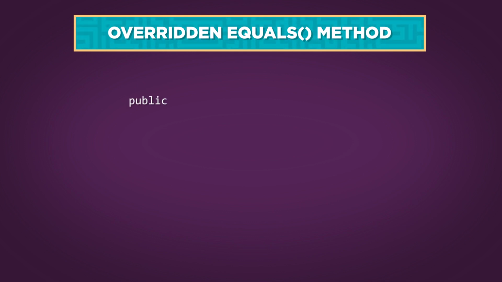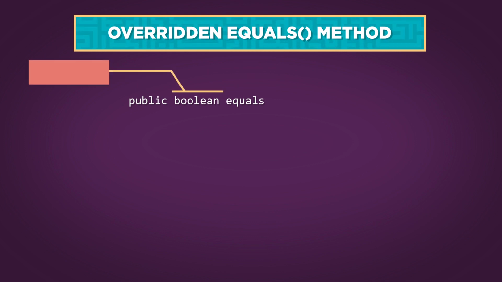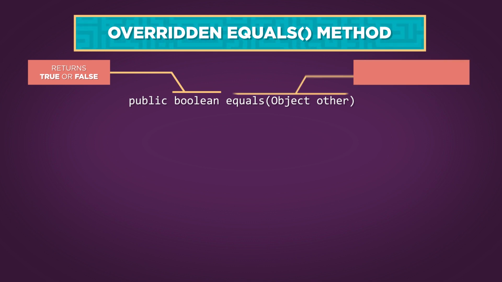When we write public, boolean for the return type, and equals for the method name, we use boolean for the return type to return true if the instance variables contain the same values. If these are not the same, it returns false. Inside the parentheses, we specify the parameter. In this case, we want to compare one object to another. Our parameter is type object.